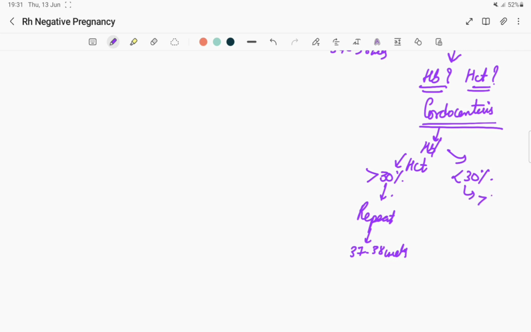If my fetus is more than 35 weeks, like it is mature, somewhat not preterm, not very preterm, right? And if it's more than 35 weeks, then what I can do is simply deliver the baby, right? But if it is less than 35 weeks, what I have to go for is my absolute indication. I can go for intrauterine blood transfusion, right? I can go for intrauterine blood transfusion.